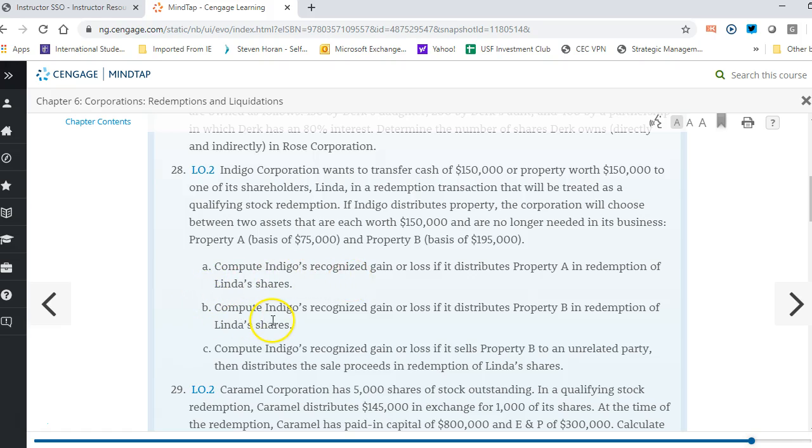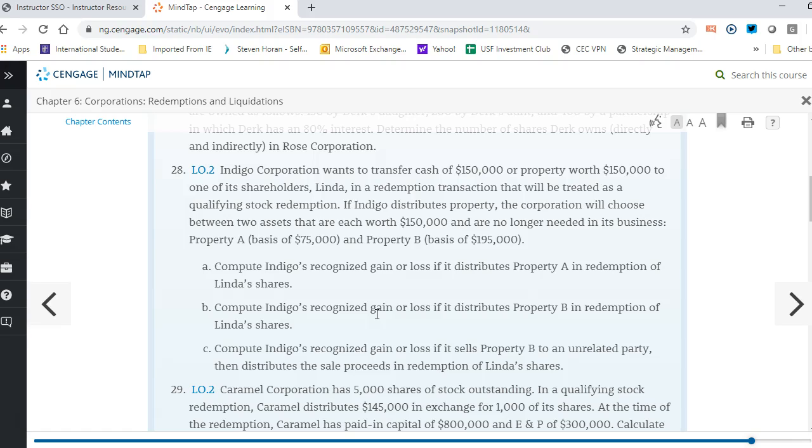For part B, what is Indigo's recognized gain or loss if it distributes property B in redemption of the shares? Okay, so that property, remember, is upside down, worth 150, basis of 195. So there'd be a $45,000 loss. Now the key is that's a disallowed loss. If the corporation distributed property B to Linda, there'd be a $45,000 loss, but it would be disallowed. They would not be allowed to deduct that for tax purposes.